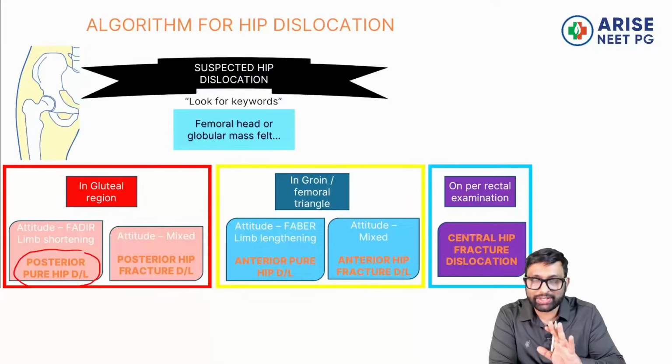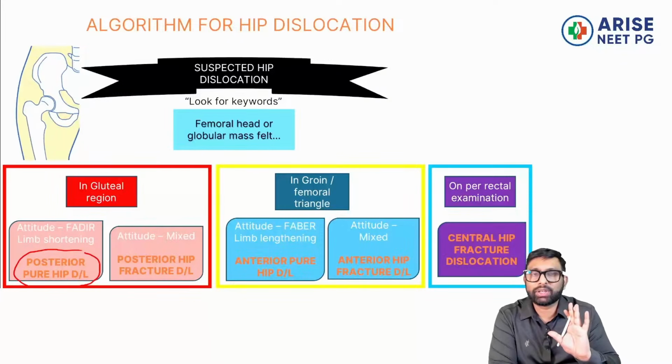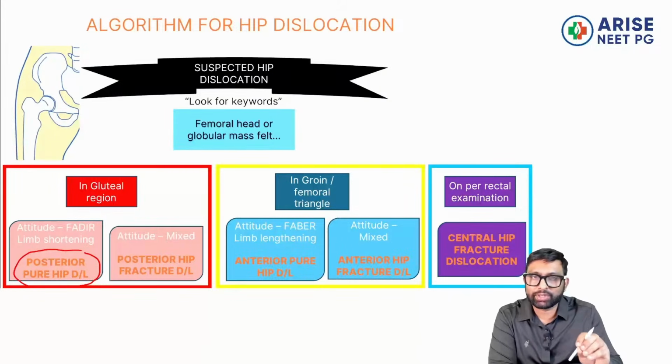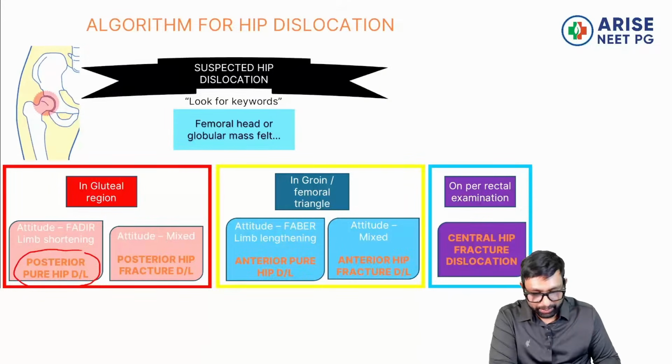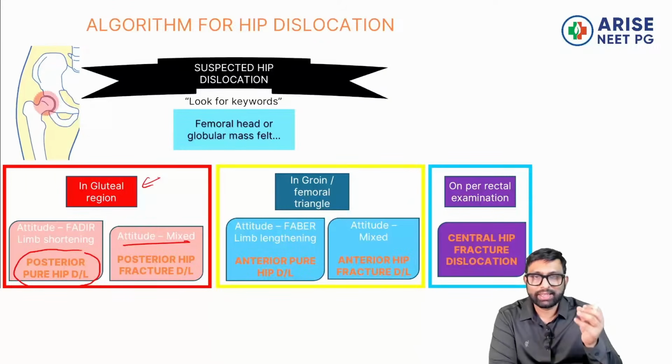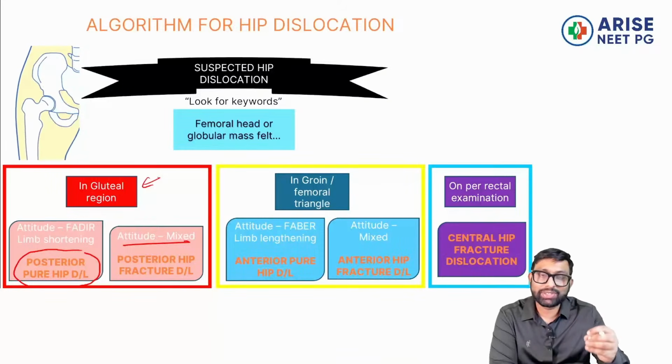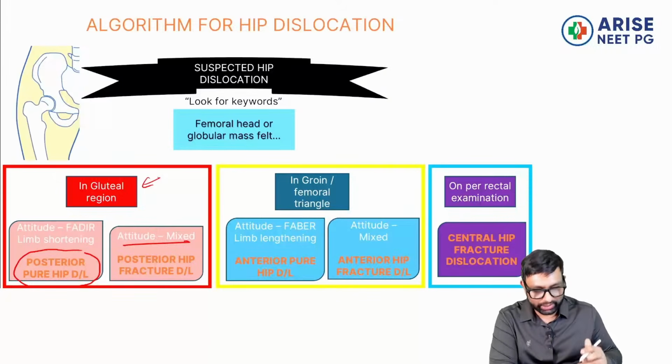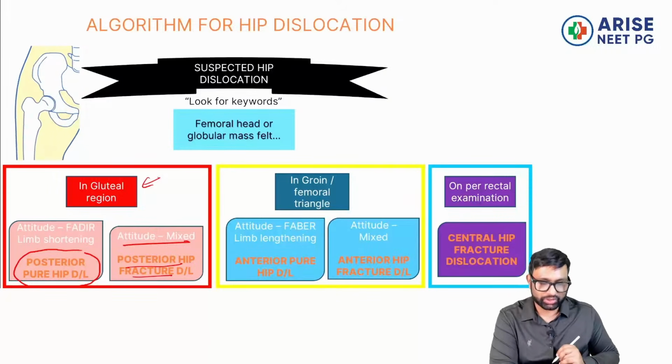Pure meaning there is no fracture. It is just a pure hip dislocation posteriorly. But if the patient has a head that is in the gluteal region and the attitude is mixed, it is not flexion, adduction, internal rotation, it gives me something else, then this patient has a fracture dislocation. That's why the attitude has changed. But the head is still gluteal, so it has to be a posterior fracture dislocation.